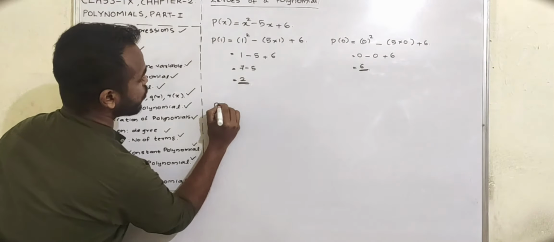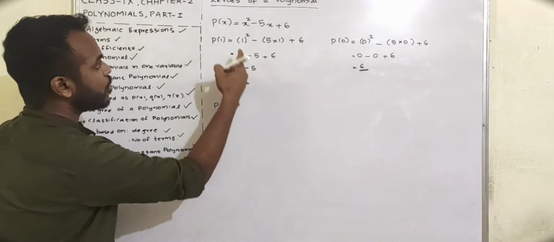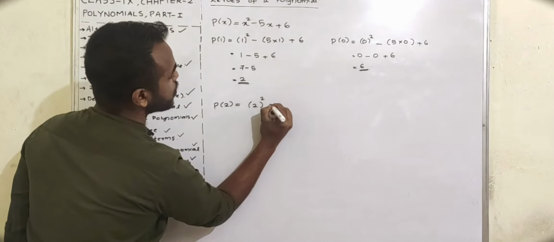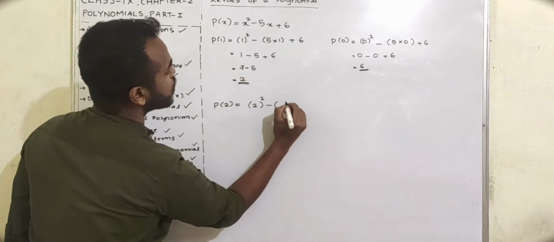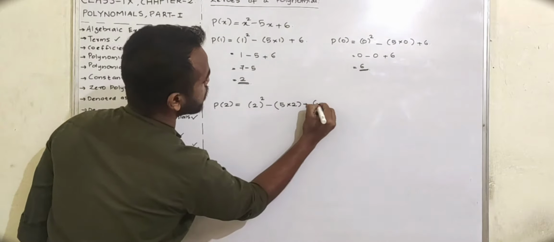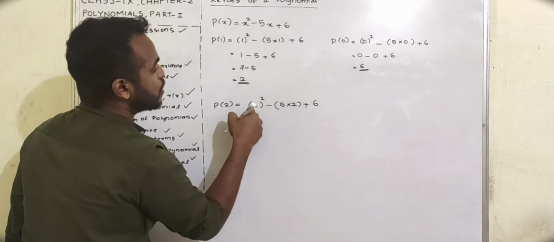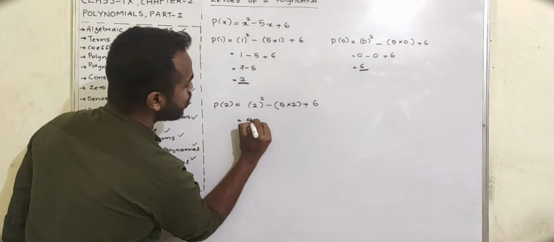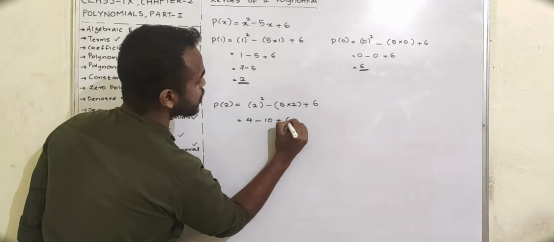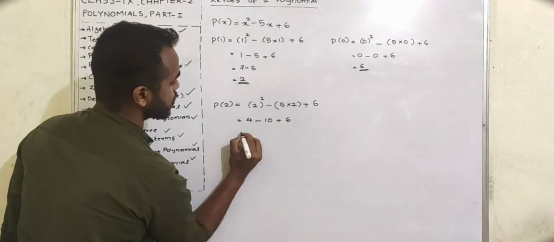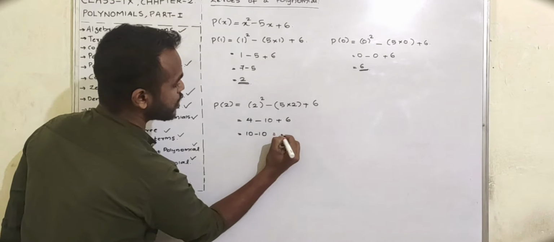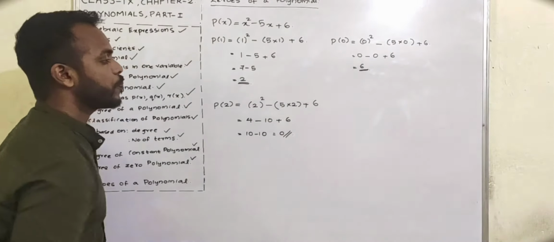Now let's see the value of p of 2. P of 2 can be easily found. 2 square minus 5 into 2 plus 6. So that happens: 2 square is 4, minus 5 into 2 is 10, plus 6. Now add the positive terms. 4 plus 6 is 10, and 10 minus 10. What is that? 0.